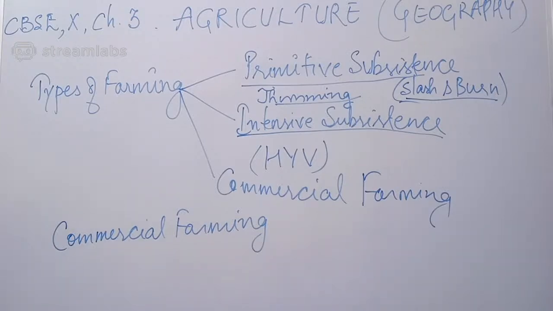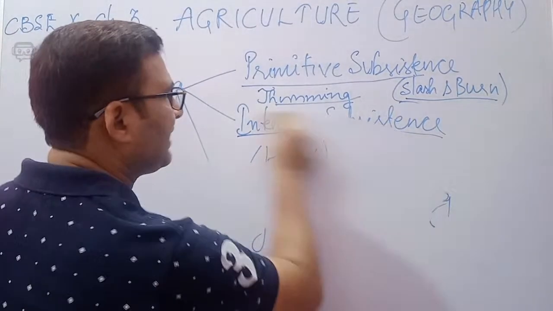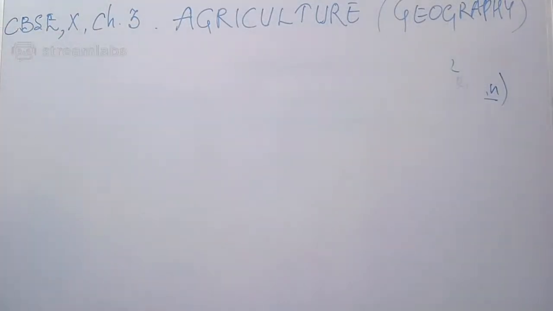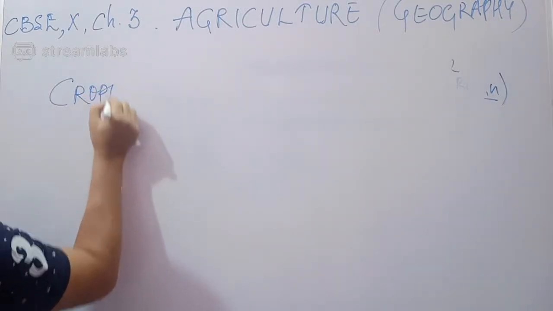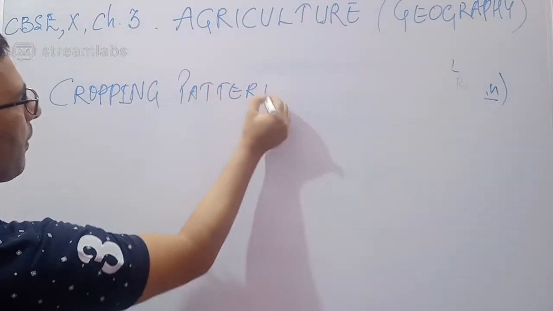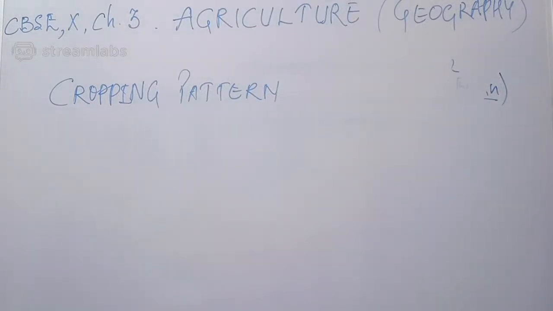I have taught you today 3 types of farming: primitive subsistence farming, then intensive subsistence farming, and the third one is commercial farming. Now, I am moving to the new topic, that is cropping pattern. Firstly, we should know the meaning of cropping pattern.